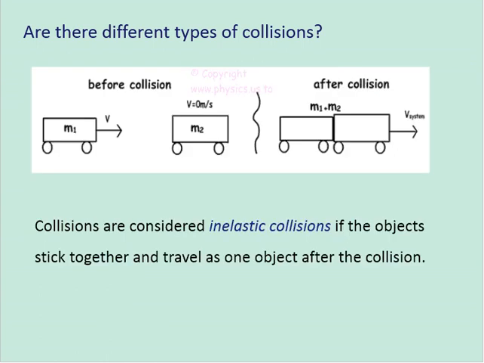Collisions are going to be considered inelastic collisions if the objects stick together and travel as one object after the collision. You'll see these as car crashes when the cars stick together and travel after the collision as one unit. Or think about when football players collide on the playing field and they sort of hold on to each other after they collide and move together as one unit. Those are going to be inelastic collisions.